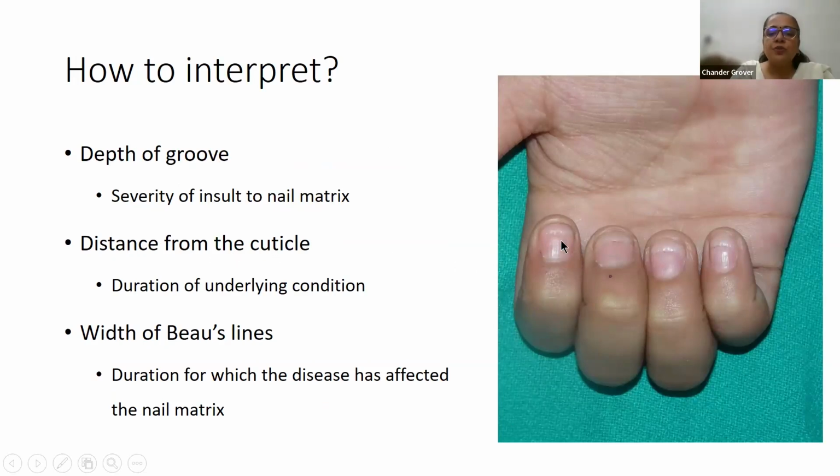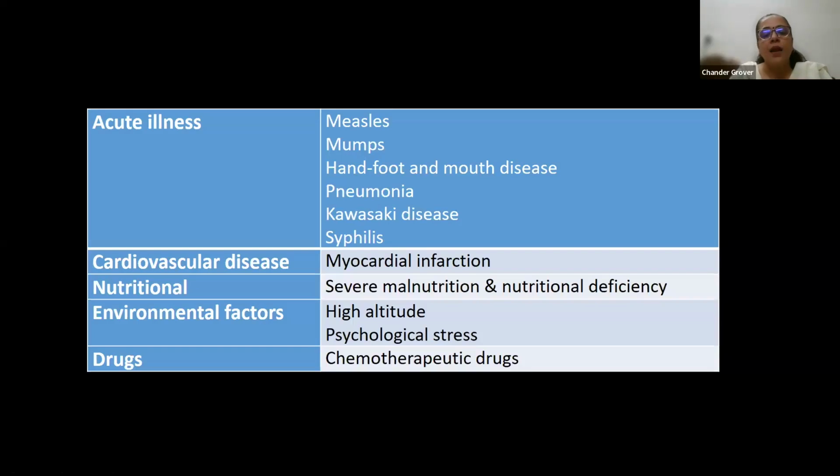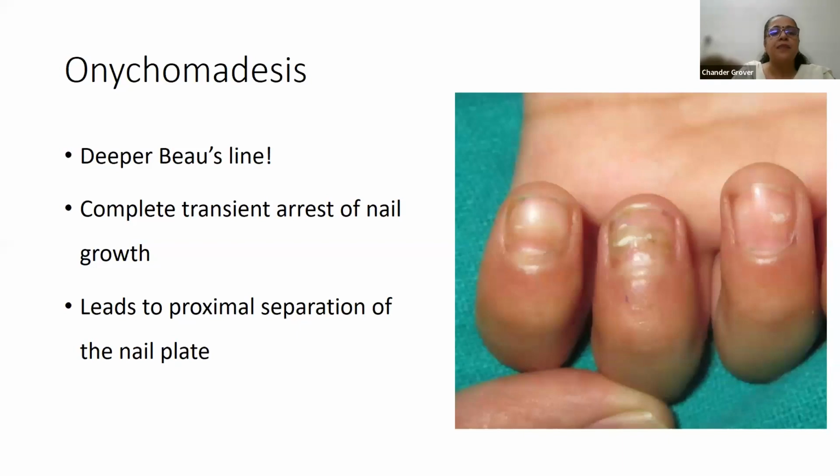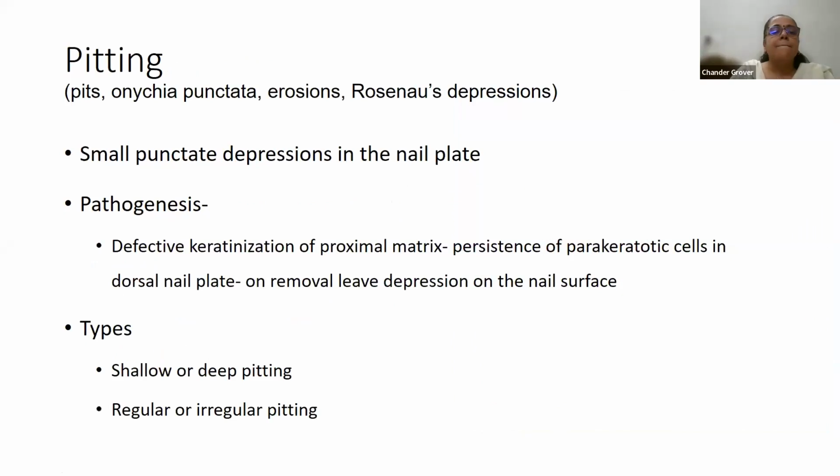Separating from the proximal edge is onychomadesis. Then the distance from the cuticle is going to tell you about the duration when this insult occurred. And the width of the line is going to tell you the duration for which this insult was ongoing, where it affected the matrix. These can occur in acute illness, but have also been associated with cardiovascular disease, nutritional deficiencies, environmental factors, and various drugs. I told you onychomadesis is nothing but a deeper Beau's line. And here you have this proximal separation starting. You can see 2 nails. And it leads to, over a period of time, the nail will shed off to grow again.